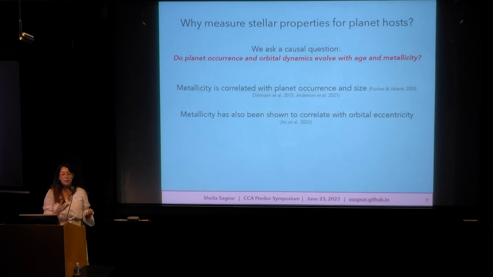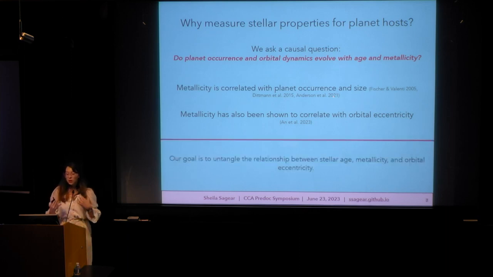We know that metallicity is correlated with planet occurrence and size. We've known this for decades. It was first proposed by Fischer and Valenti in 2005, almost 20 years ago. And metallicity has also more recently been shown to correlate with orbital eccentricity. So this is kind of the orbital dynamics side of things. So our goal here is really to untangle the relationship between stellar age, metallicity, and these orbital dynamics.